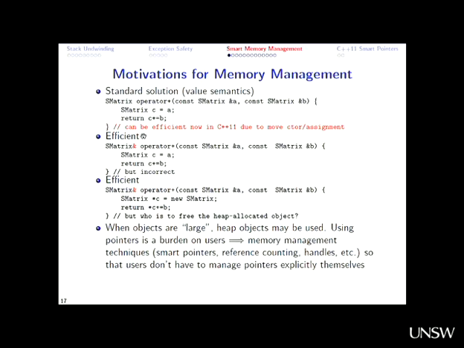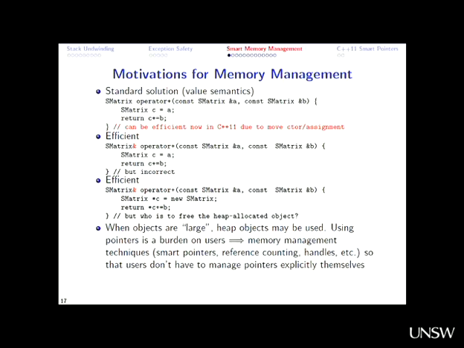You could make this code efficient by creating a copy there, doing C plus equals B and returning a reference here. But this is incorrect, as you should be able to identify, because you're returning a reference to a local object, and that local object is going to be destroyed when it goes out of scope. So that's efficient but wrong.